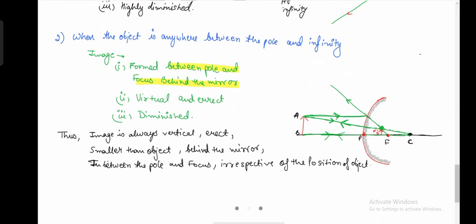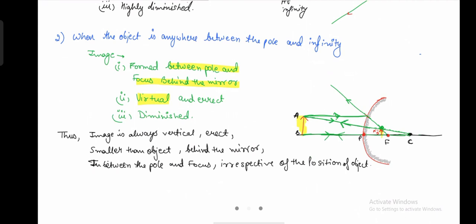Second thing, it is virtual. Why virtual? Because, as I have just explained, the image and the object are not on the same side, they are on different sides. Object is over here, image is over here. That's why this is not a real image. Instead, it will be virtual.